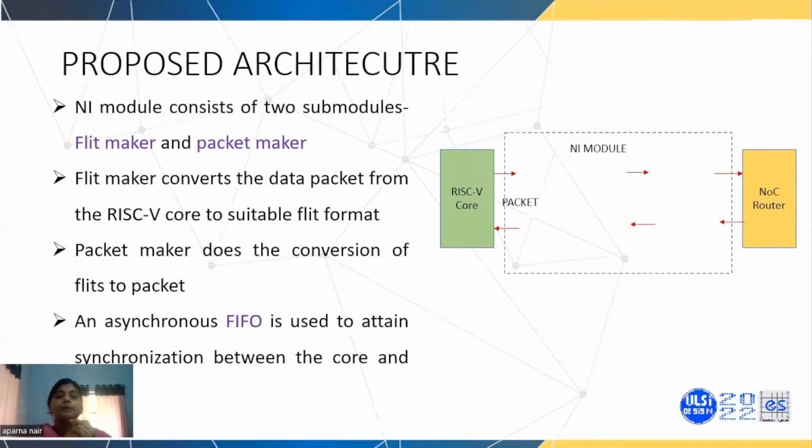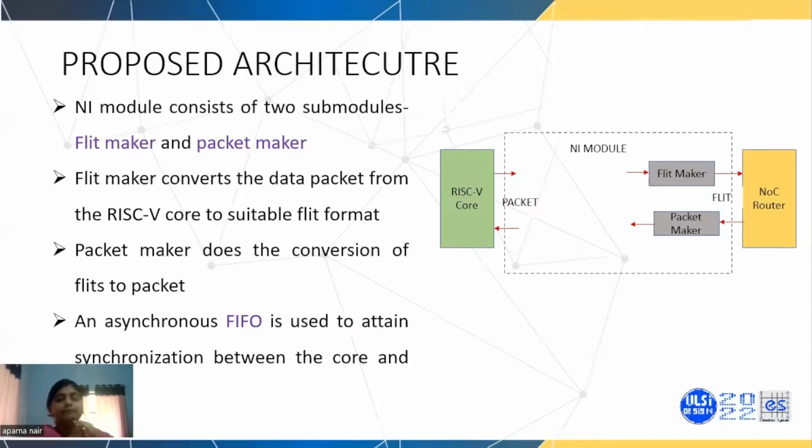So the block diagram of the proposed architecture is shown here in this slide. Mainly, the network interface that we have implemented has 2 submodules, which are a flit maker and a packet maker. As I have already mentioned, the router architecture that we are using follows wormhole routing. So the data communication between the routers takes place in the form of a basic flow control unit called a flit. The data received from the RISC-V core, which is in the form of a packet, has to be converted to the form of a flit. So the flit maker module in the network interface does this conversion.